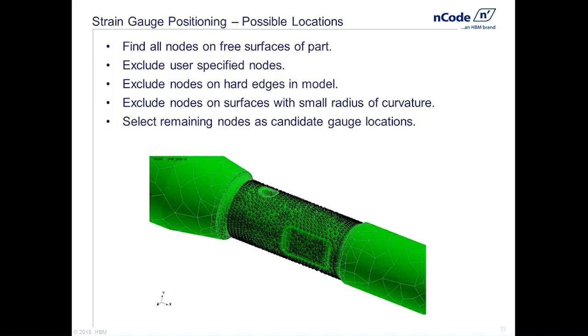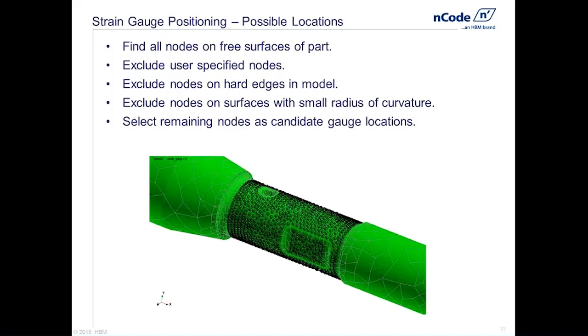So kind of the opposite of the hard edges thing is look for areas with a radius below some user-specified value and ignore those. Typically speaking, we want to get strain gauges in areas of high strain, but not right in notches or radii, because we end up with problems with gauge orientation, gauge averaging in areas of very high stress gradients.